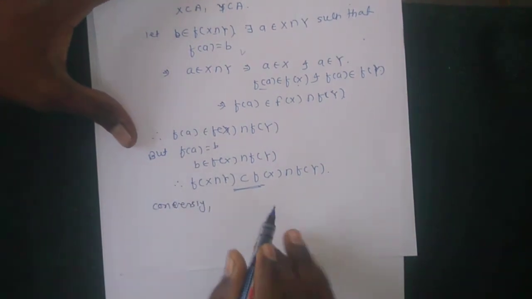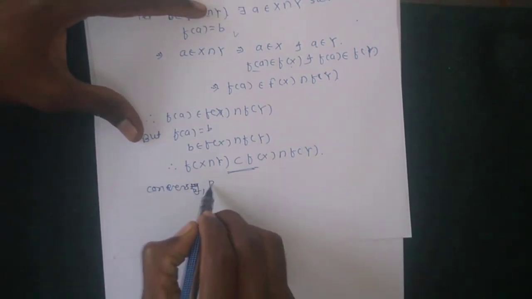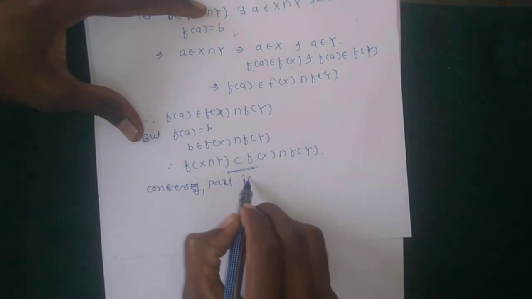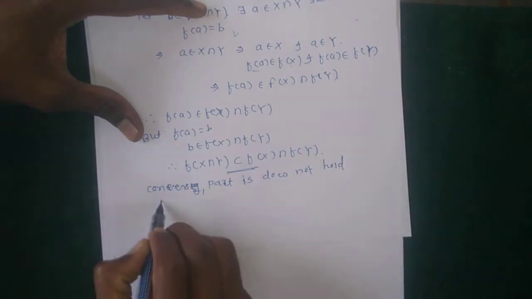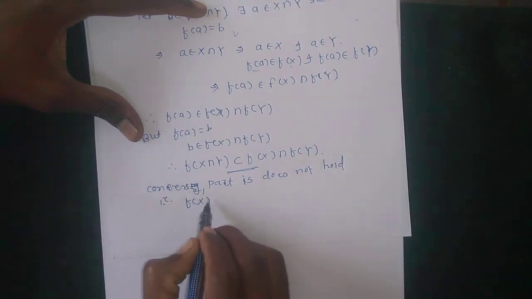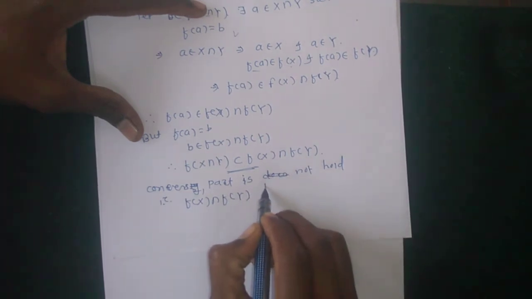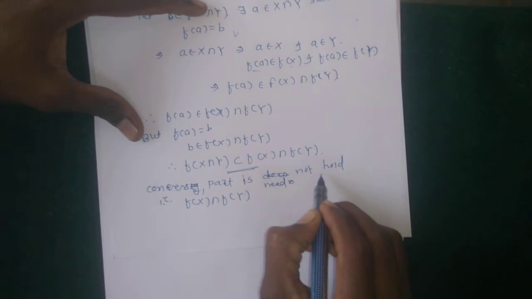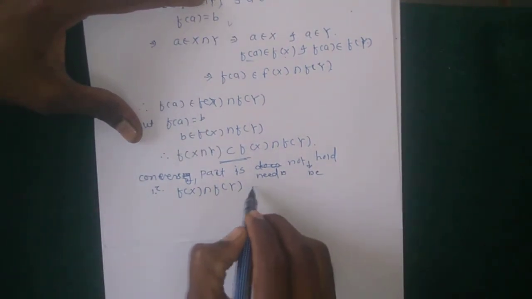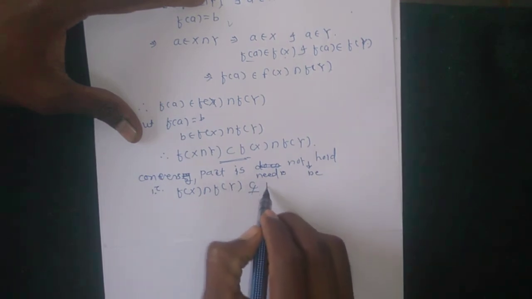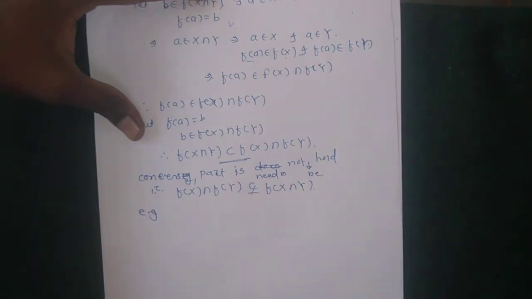So conversely, the converse part does not hold, that is, f of x intersection f of y need not be a subset of f of x intersection y. For example, let us give a counter example.